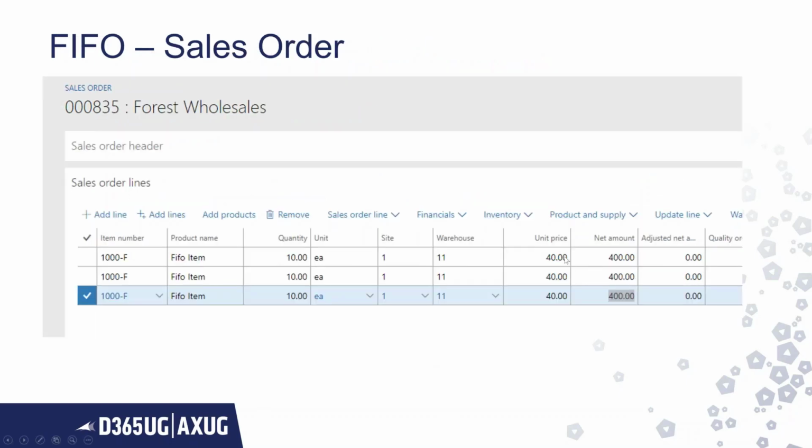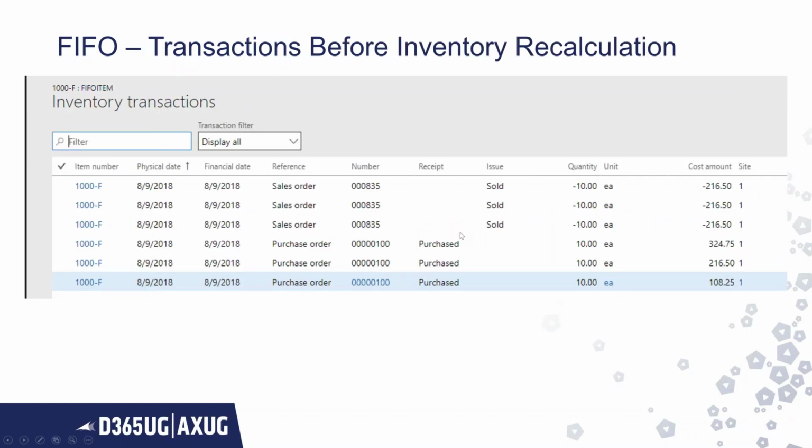But what happens on the sales order, we sold it at $40. But what happens then is we purchased at, and by the way, these differences are those other costs that we have. So what we purchased at $10 actually came in, was financially posted, at 108. And what's happened here is then this posted at 216 and this posted at 324. And then what we have here, you'll notice this all posted at 216. Why? Because it's the average cost.